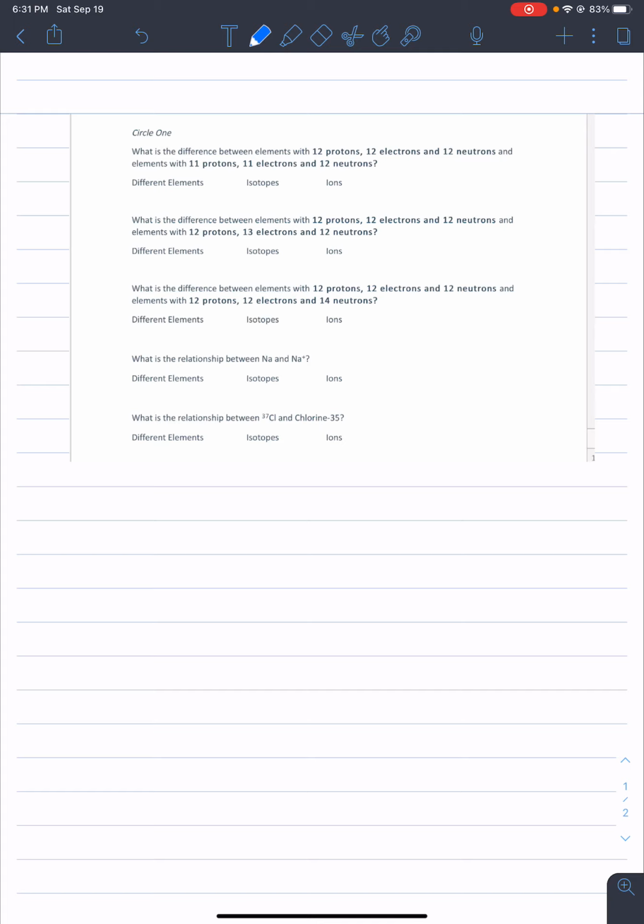So the very first one, it talks about something that has 12 protons, 12 electrons, and 12 neutrons, and this one has 11 protons, 11 electrons, 11 neutrons. So if we find something on the periodic table that has 12 protons, we'll see that it's Mg. And we can see this one, it has 12 electrons, so there's no charge in it, and has 12 neutrons, so its mass is 24.